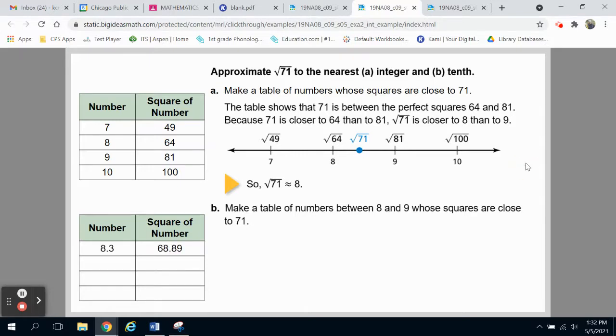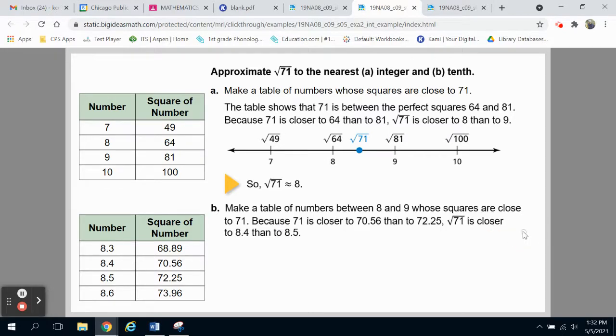So we're going to do the same thing. Make a table of numbers between 8 and 9 whose squares are close to 71. So 8.3 squared is 68.89, 8.4 squared is 70.56, 8.5 squared is 72.25, and 8.6 squared is 73.96. Because 71 is closer to 70.56 than it is to 72.25, the square root of 71 is closer to 8.4 than it is to 8.5. So again, we found out which whole number it is close to, and then we figured out what tenth it is close to.